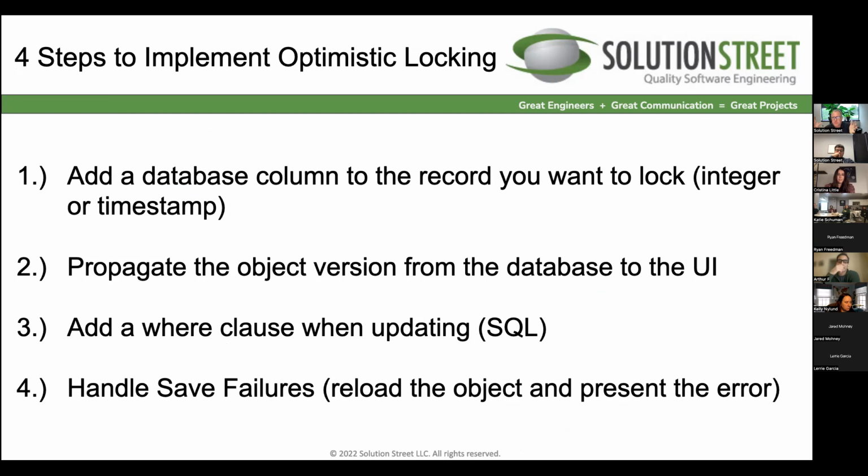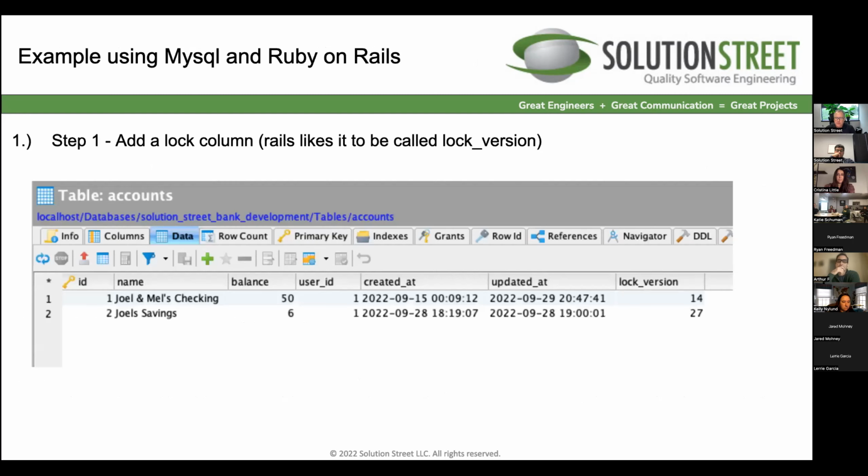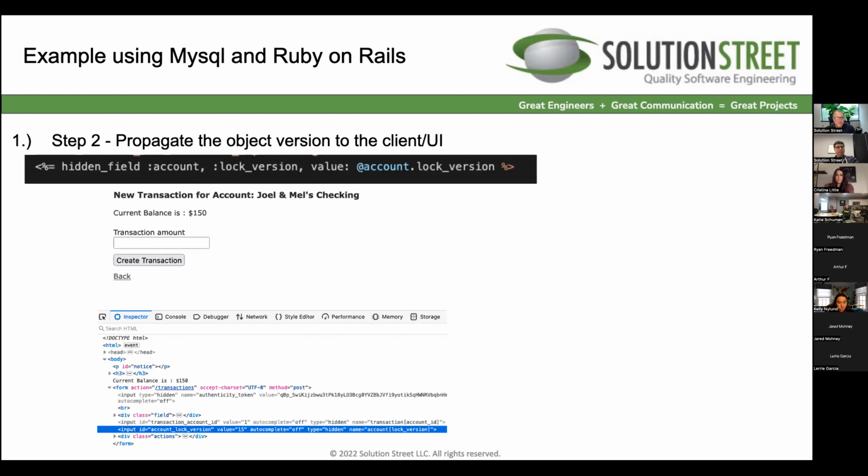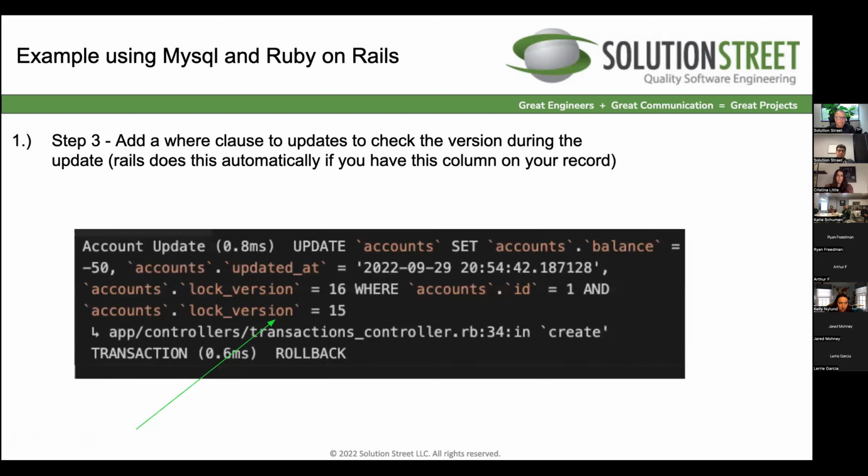So if for some reason there was a mismatch on the update, we need to be able to reload the object and present the error to the user. So easy, right? So I'm going to give you a Ruby on Rails MySQL example. So add that lock column to the database. As you see, Ruby Rails likes it to be called lock_version. You propagate the object version to the client UI. In this case, I just stick a hidden field in the UI. You can see here down at the bottom, the version of my account is 15. So when I send that back, that's hidden in the form.